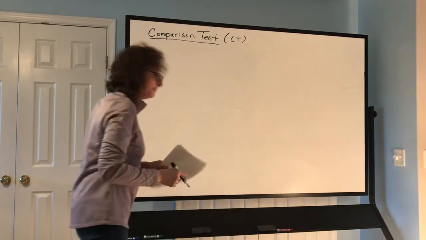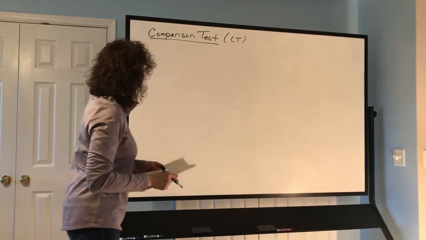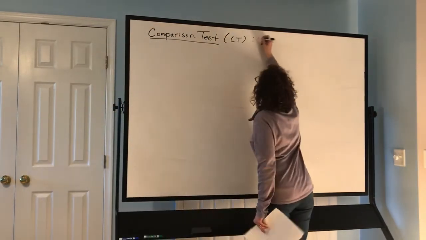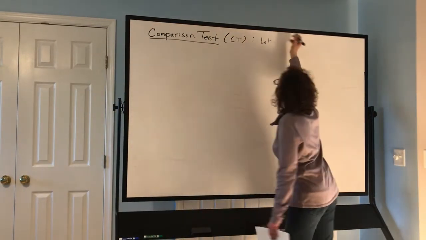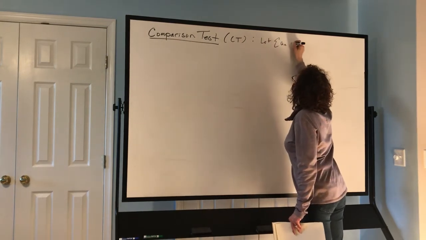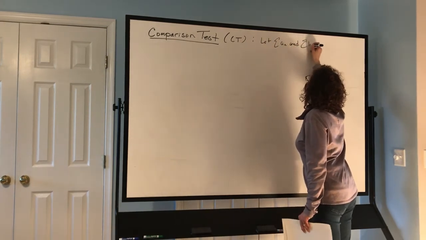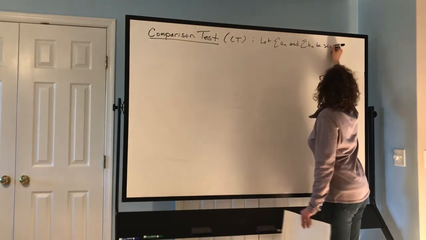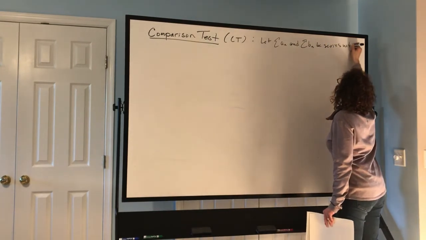Generally abbreviated CT, okay? And it has the exact same beginning piece of hypothesis. We're going to let a_n and b_n be series with positive terms.